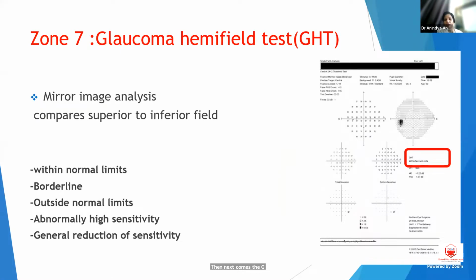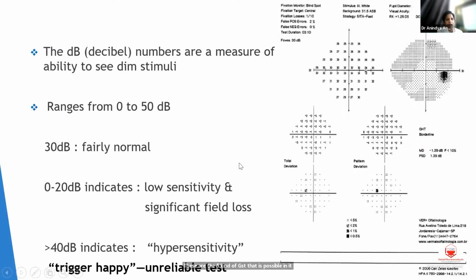Then next comes the GHT, what is known as glaucoma hemifield test. This test is done by comparing the superior and inferior visual field. It is a mirror image analysis, where we compare whether these points are equal to the lower points or not. If there is any difference, you will get the GHT result. If they're the same, you will get within normal limits, or in a doubtful case, borderline. In other cases you will see outside normal limits, or abnormally high sensitivity, or general reduction of sensitivity. These are the 5 kinds of GHT that are possible in a Humphrey visual field.